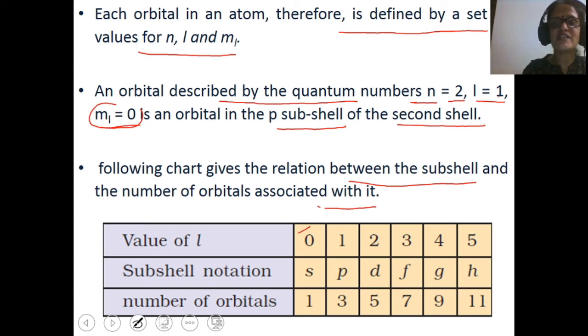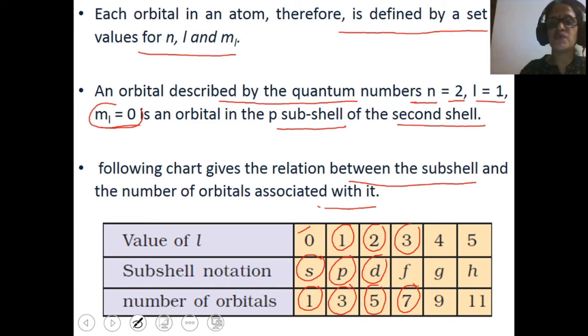So the value of L 0 means S subshell, already you know. S subshell has how many orbitals? Only one orbital. Then the value of L is equal to 1 represents a P subshell, and P subshell has 3 orbitals, minus 1, 0, plus 1. L is equal to 2 means D subshell. D subshell has 5 orbitals, minus 2, minus 1, 0, plus 1 and plus 2. L is equal to 3 means F subshell. How many orbitals are there? 7 orbitals. Minus 3, minus 2, minus 1, 0, plus 1, plus 2 and plus 3.